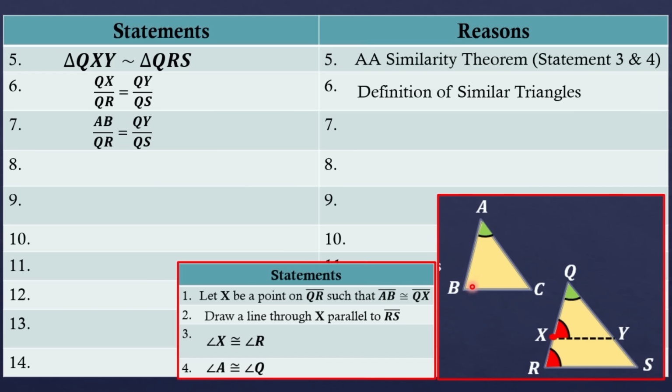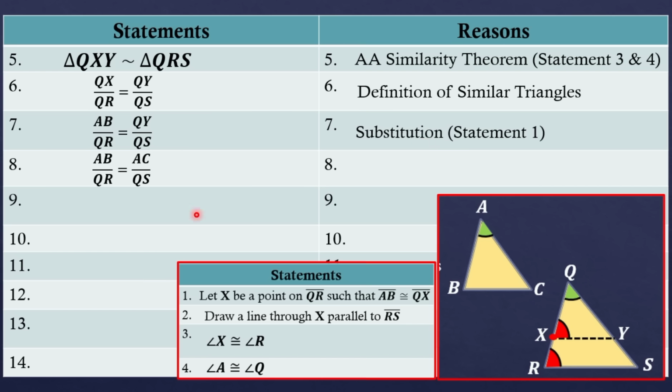So AB over QR. Since kanina binanggit natin na ito po ay congruent dito, ibig sabihin AB over QR is equal to QY over QS. Okay? So that is by substitution. So binanggit nga po natin kanina that segment AB is congruent to QX. So ibig sabihin, si QX, pinalitan ko lang to ng AB. So that is by substitution.